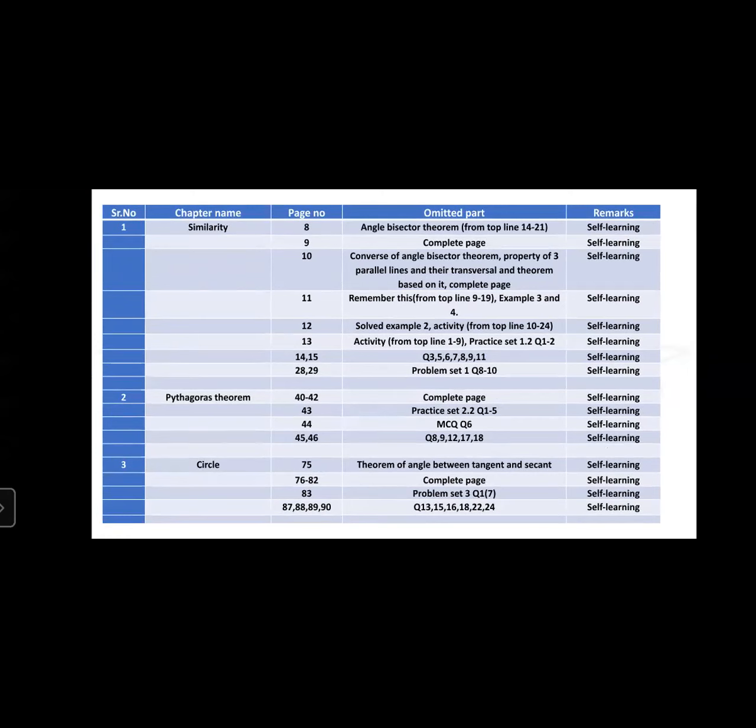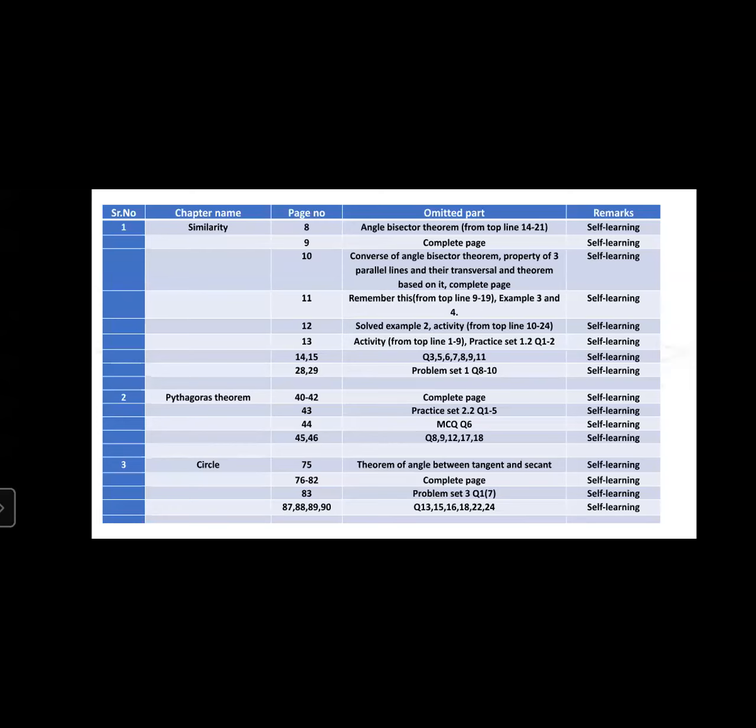Here, first is similarity, and the omitted portion is this. From page number 8, the angle bisector theorem is totally omitted. Page 9 is completely omitted. Next is the converse of the angle bisector theorem and properties of three parallel lines. This portion is completely omitted from your syllabus. Now see, a few questions are also omitted from practice set 1.2 and from the problem set.